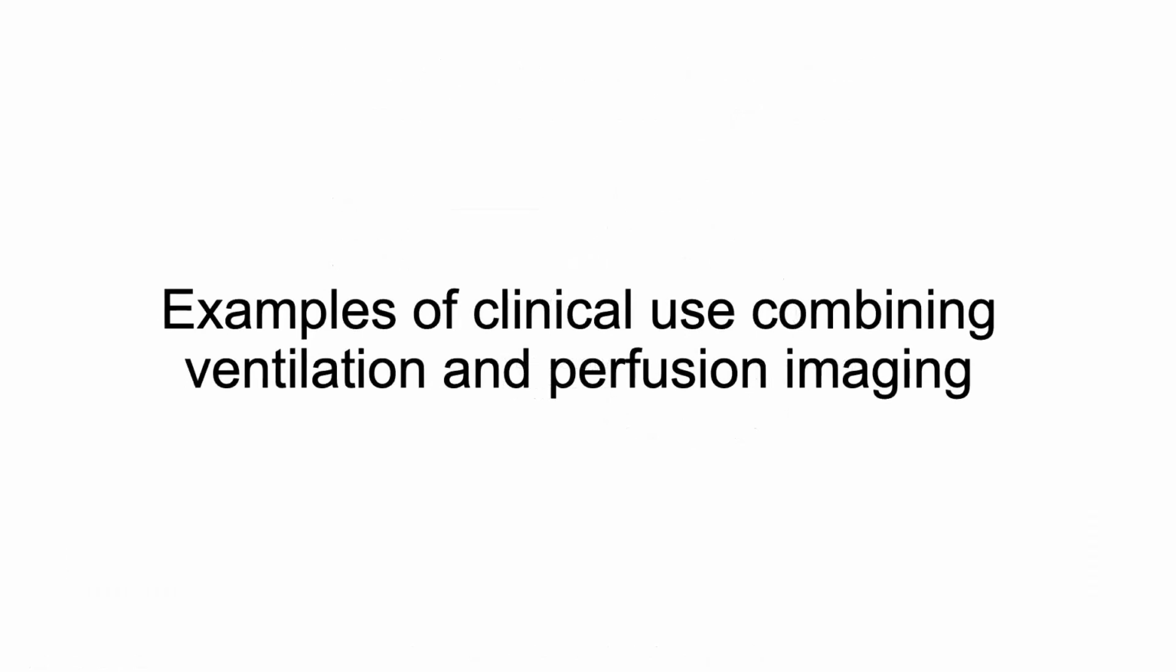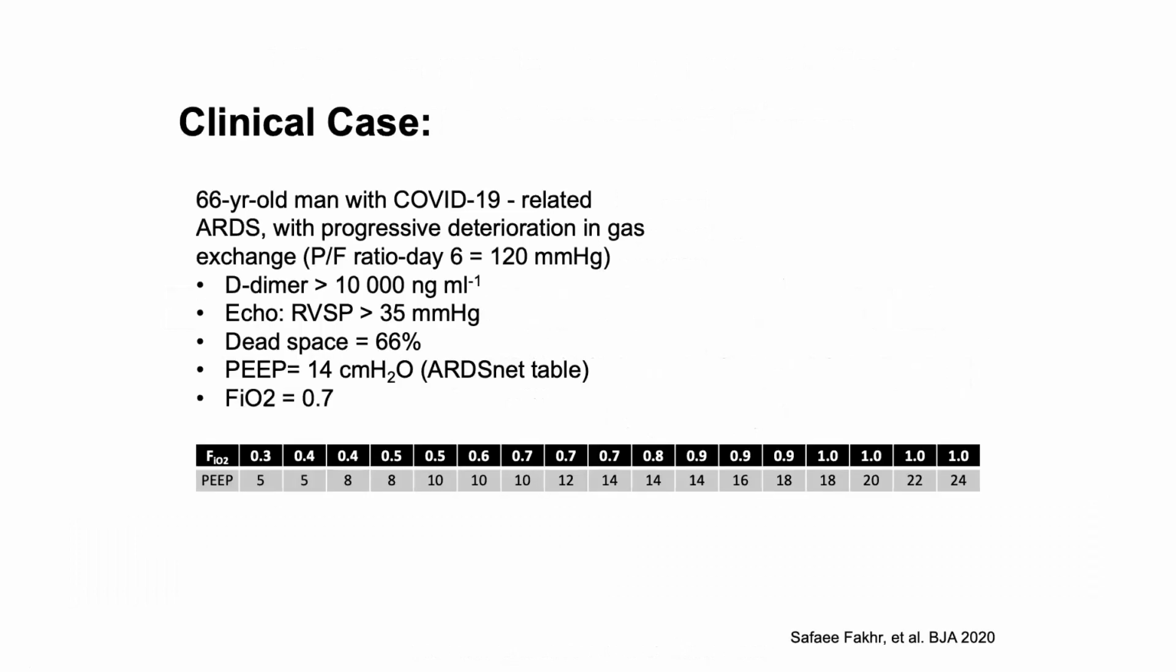Now I have one example of the clinical use combining ventilation and perfusion imaging. This is a 60-year-old patient with COVID-related ARDS with a progressive deterioration in gas exchange. At day 6, the PF ratio was 120. And we were able to assess this patient with volumetric capnography, and we found 66% of dead space.